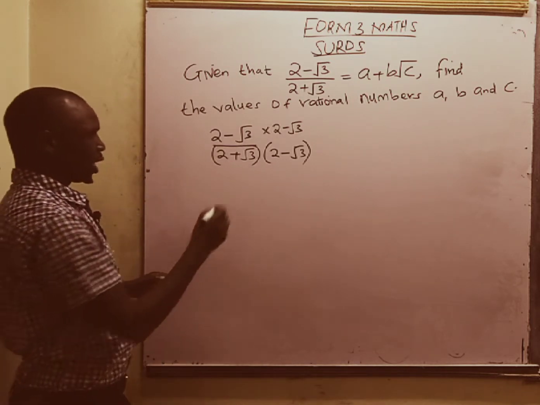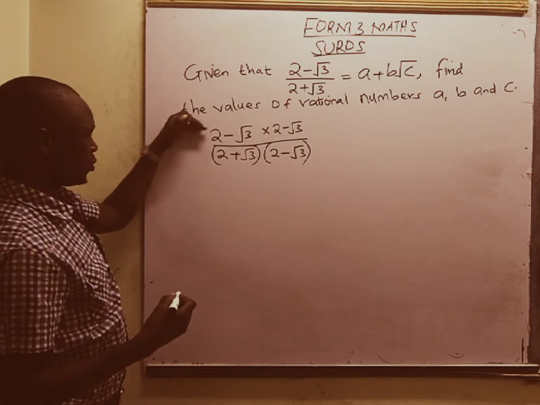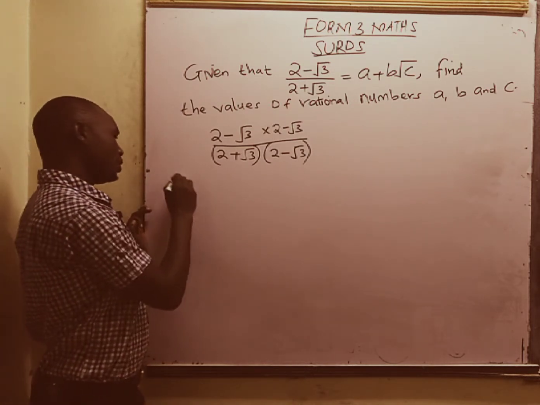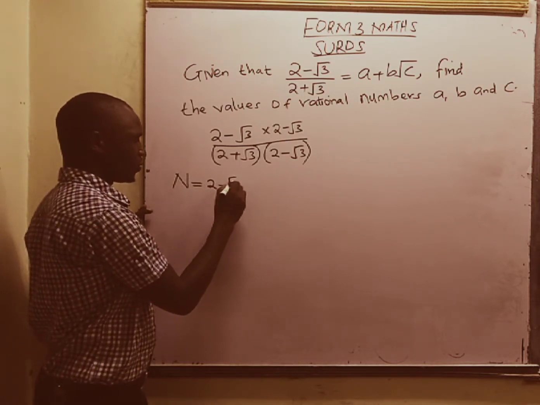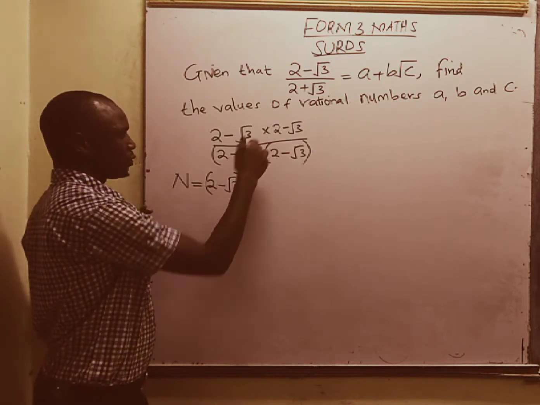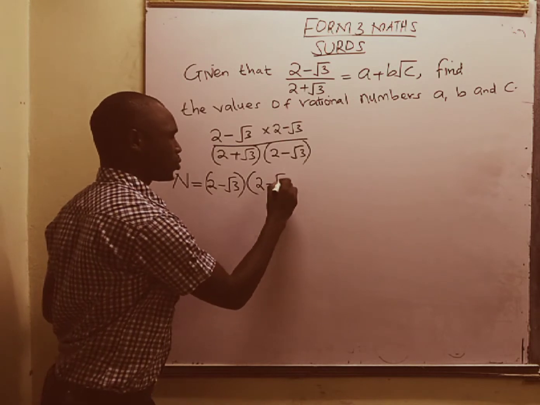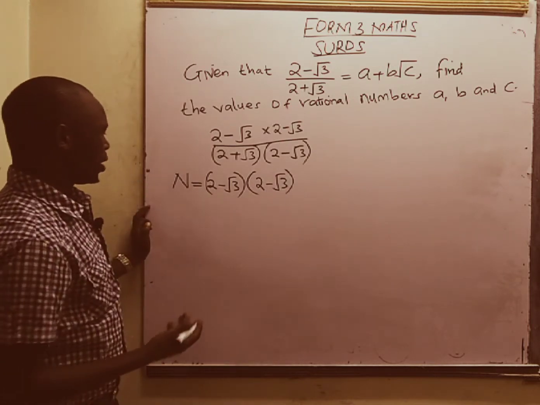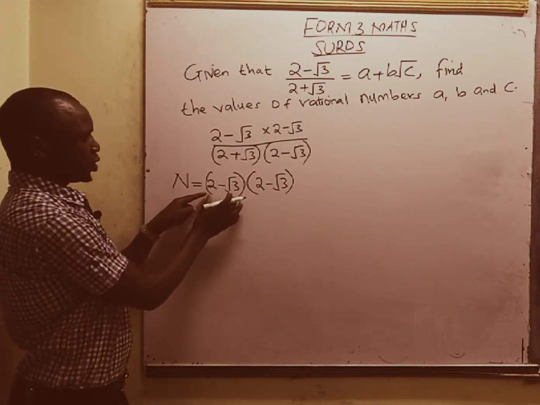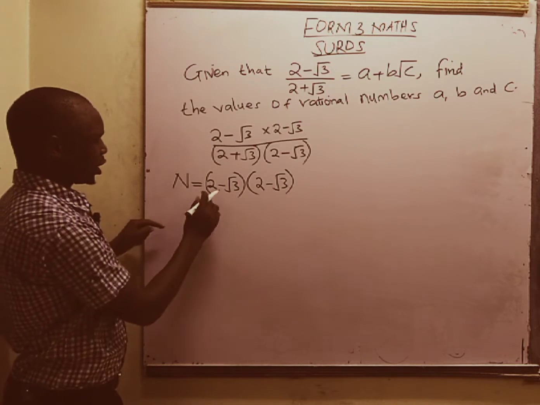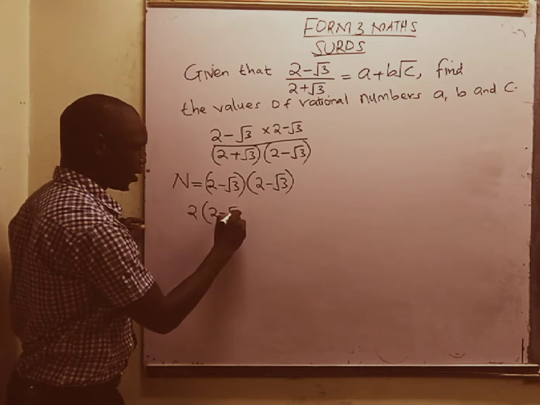From there now, we have 2 sides. That is, we have the numerator and the denominator. If we begin with the numerator, it is 2 minus the root of 3. Instead of this multiplication sign, we use the brackets. That is 2 minus the root of 3. What we do now at this point is expand the brackets. We normally use the first bracket to expand the second. You take 2 times the entire second bracket, which is 2 minus root 3.